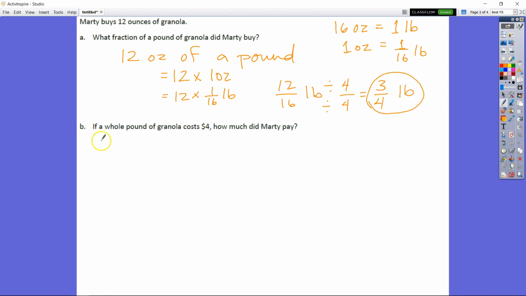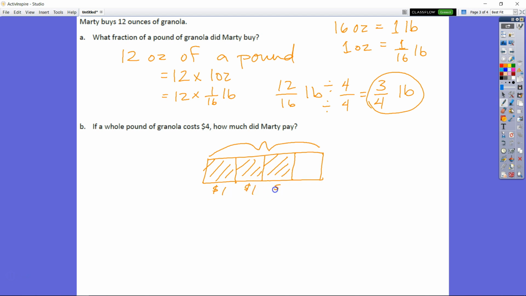It says, all right, if a whole pound of granola costs $4, how much did Marty pay? So we know she paid 3/4. This is a whole pound, which costs $4. She paid 3/4. So she paid 1/4, 2/4, 3/4. We're talking about dollars, so each fourth would make up $1. I'm not looking at the whole four, I'm just looking at what Marty paid. And the answer should be she paid $3.